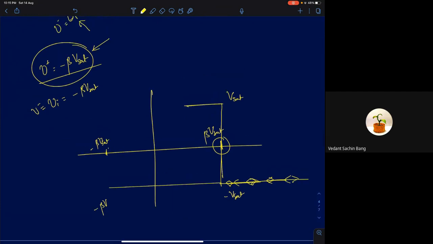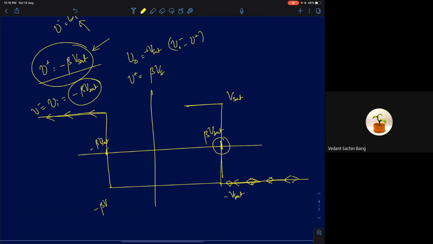So what will be the output now? V minus is less than V plus. So your V naught will be plus Vsat, right? V plus is more, so it will be plus Vsat. So your output goes to plus Vsat. And after that, it will stay there, right? If you keep reducing your input further, your V plus has now become equal to plus beta Vsat.